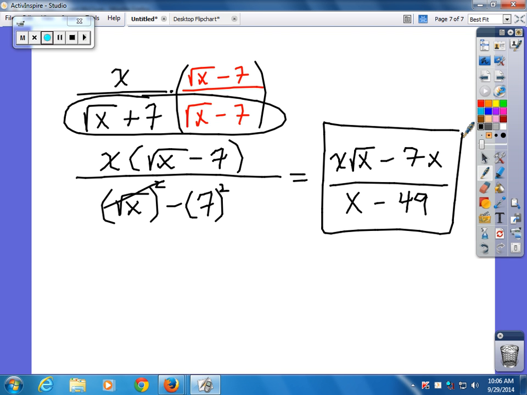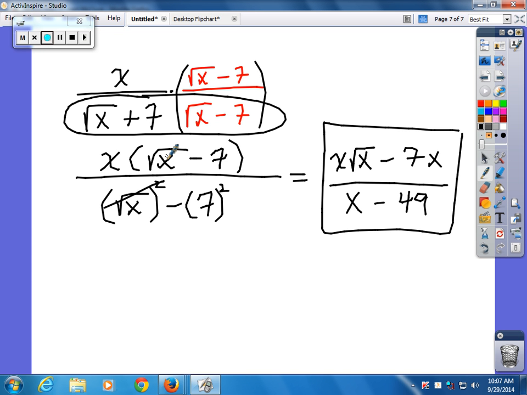You can factor out the x right here, but you can't do anything else. You could do x times square root of x minus 7, just like you're right here. You can either write this way over x minus 49, or this way over x minus 49. I'll take either answer. So if you put this on the test, and they say it's wrong, and they give you this over, then you just let me know, and I'll give you credit for it. Okay?